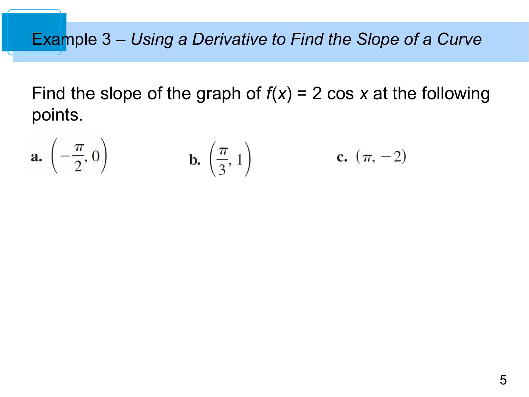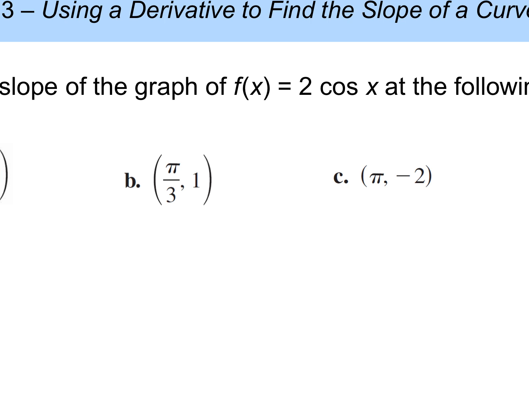Example 3 says find the slope of the graph of f of x equals 2 cosine of x at the following points. So it gives us just one function and 3 different points that it wants us to find the slope. So let's find the derivative of our function first, then we can find the slope at each point. So our derivative, I'll call it y prime, would be 2 times, what's the derivative of cosine? Negative sine x. So I'm going to put that negative out front. So negative 2 times sine of x.